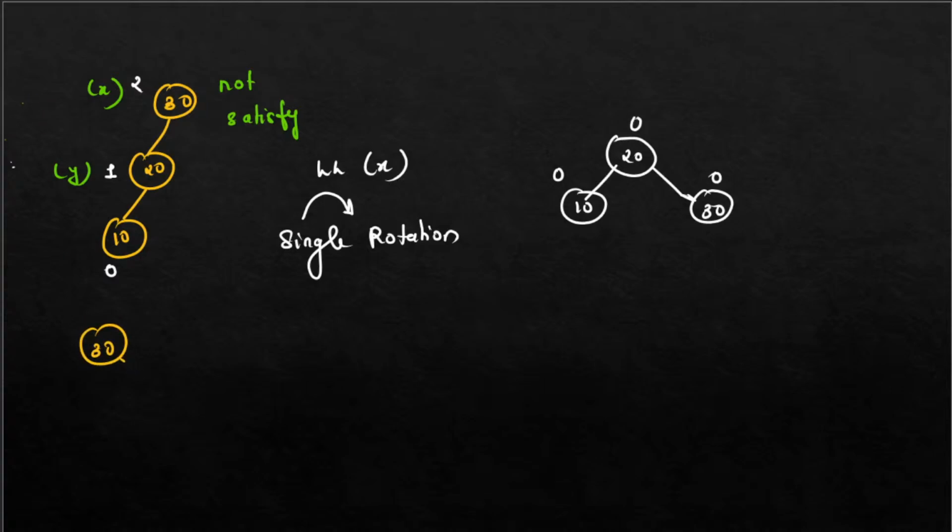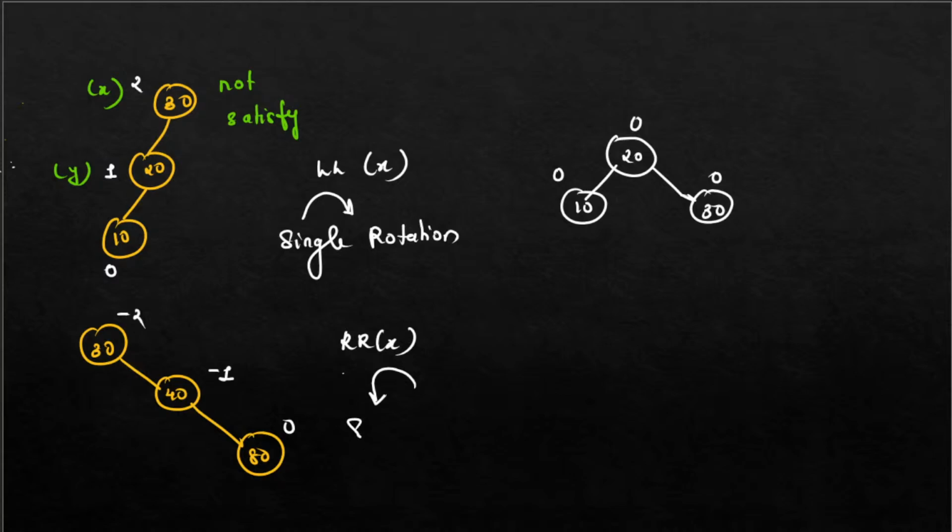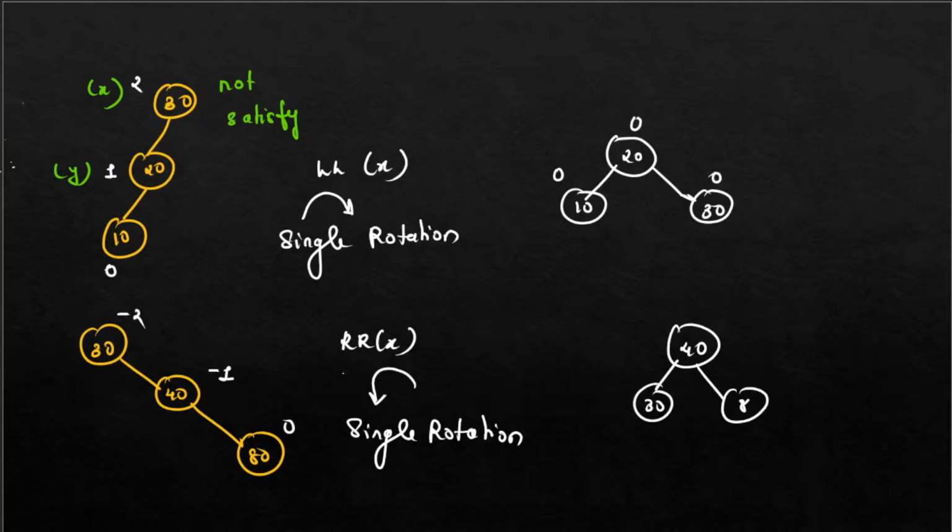Let's see the second example. This is 30, this is 40, and let's say this is 80. Now the height difference here is 2, this is -1, this is -2. Again, this is not acceptable. So here we are going to do a right rotation, which is also a single rotation. So the rotation will look like this: 40 in the middle, 30 and 80 on the sides. These were the examples for single rotation.